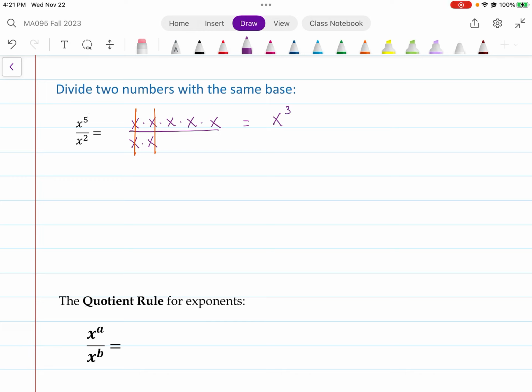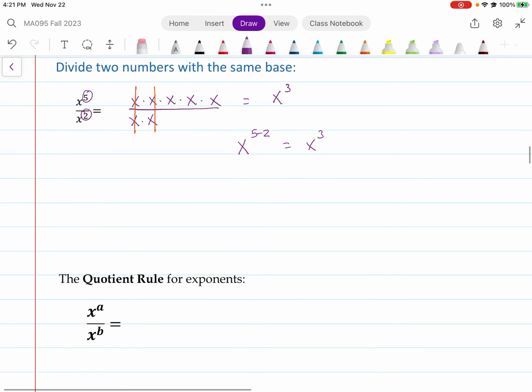So what do you think we did with the 5 and the 2? You guessed it. x to the 5 minus 2 is x cubed. So you can stare at that for a minute and see why it is that we subtract those out. It's because they actually canceled. They divided out. All right, so the quotient rule for exponents is x to the a over x to the b, as long as the base is the same, is going to be x to the a minus b.